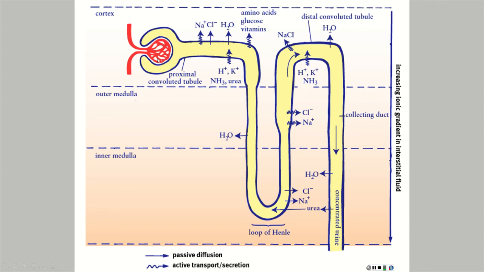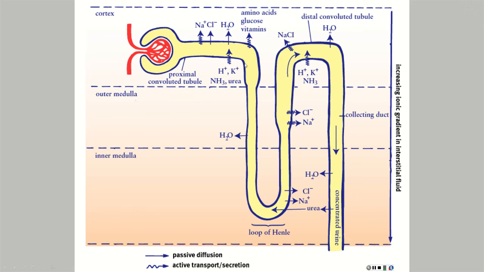Net filtration pressure drops. Glomerular filtration rate drops. We make less filtrate, so there's less pressure pushing through. The filtrate goes slower, and that gives us more time to reabsorb sodium and chloride. Once we get to this point, then we detect that the sodium and chloride levels have dropped back down. You get the idea.